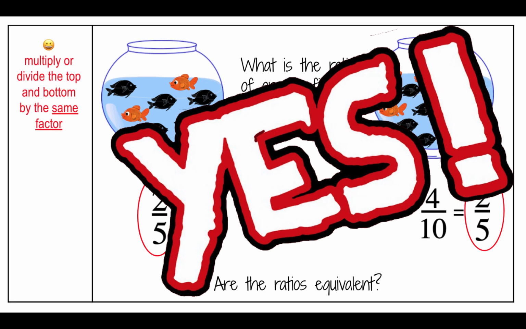We figured out that they are equivalent by looking at it a few different ways. We multiply, or you could divide, the top and bottom number by the same factor, like how you find equivalent fractions. We changed them to a decimal. If they have the same decimal value, they're equivalent. And we simplified them. If they're the same in simplest form, they're equivalent.